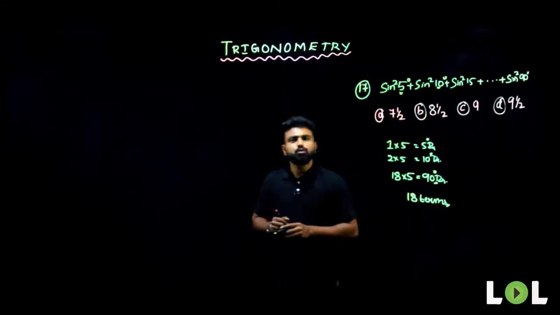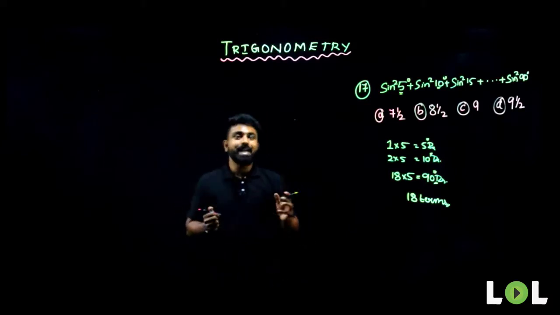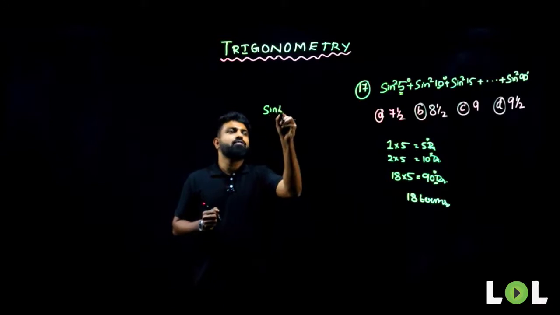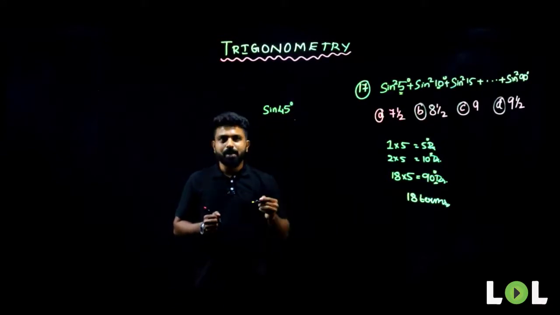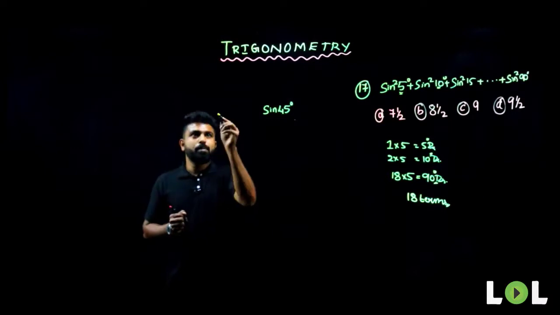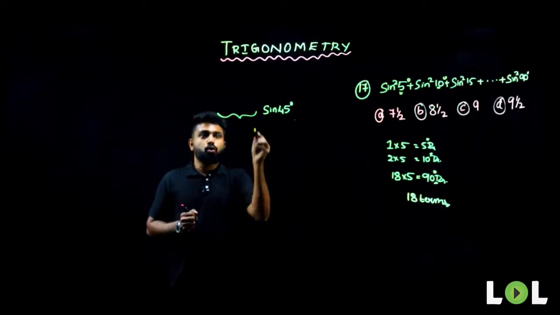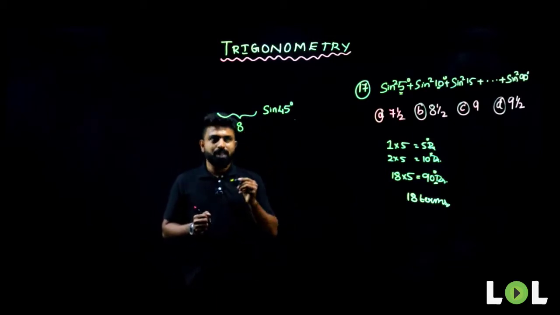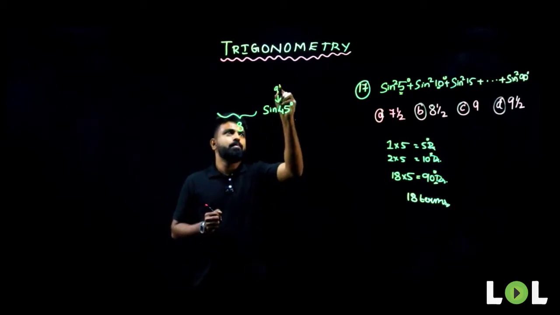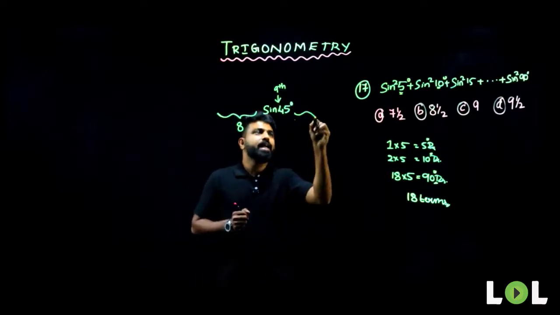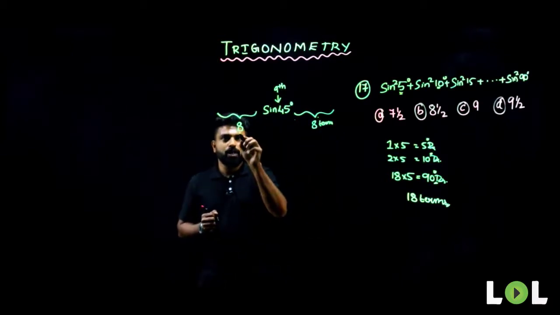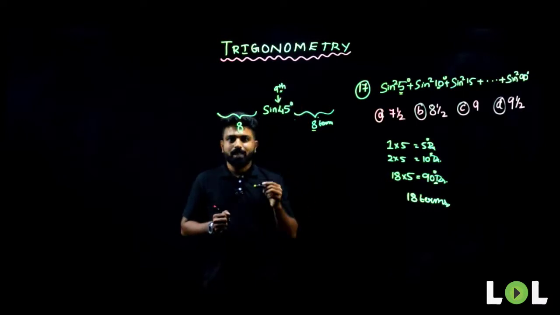If there are 18 terms, which is the middle term? We don't know which is the middle term. So if there are 18 terms, I'll take sine 45 degrees to be my middle term here. Then how many terms will be before this? Totally there are 18 terms. So there will be 8 terms before this and this will be my 9th term. And there will be 8 terms after this. So then how many terms will I have in total? 8 plus 8, 16 plus 1, 17 terms.